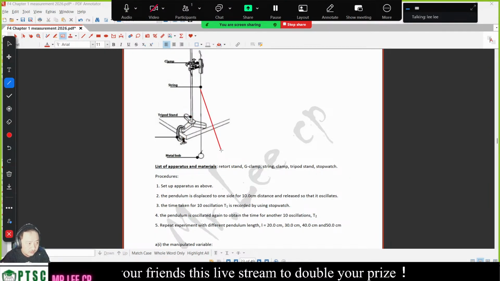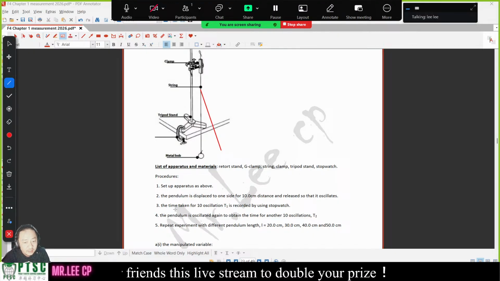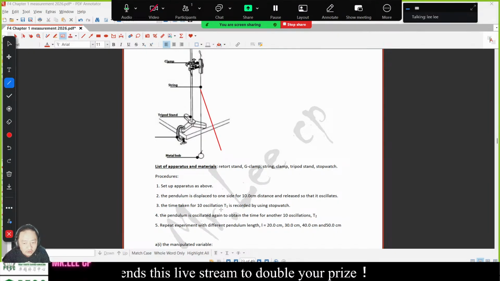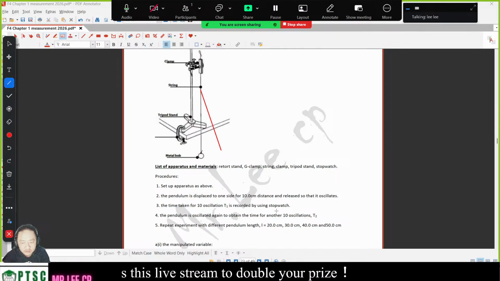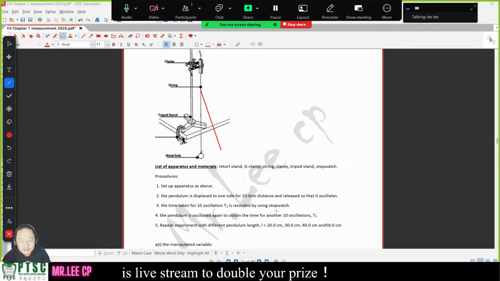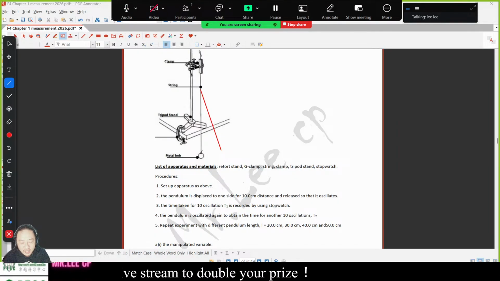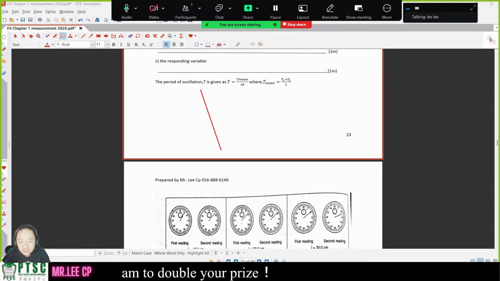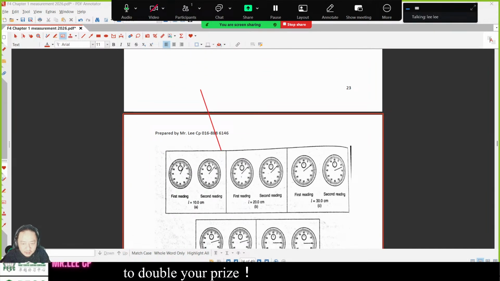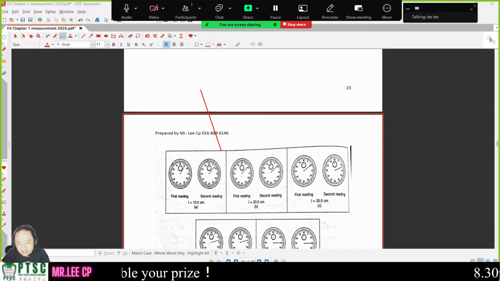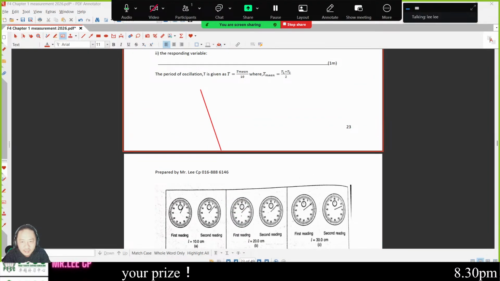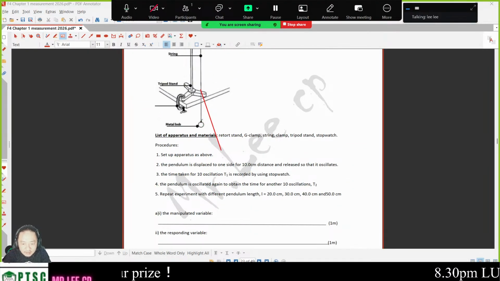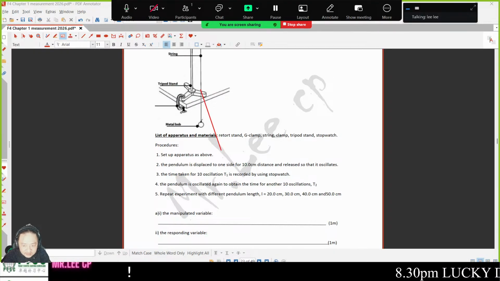It oscillates. Okay, so the time for the 10 oscillations, T1, is recorded by using your stopwatch. Once you get the 10 oscillations, you press the stopwatch, so you will get this value here. Maybe 6 seconds, 8 seconds, 10 seconds, 20 seconds. You record it. After that, you repeat the experiment with a different length. At first it is 10 cm.